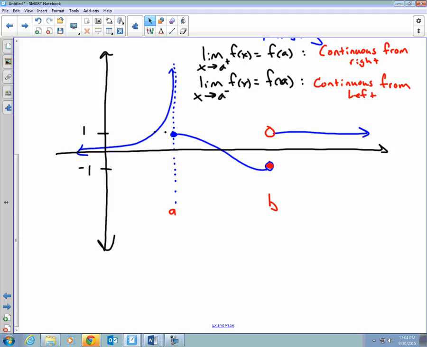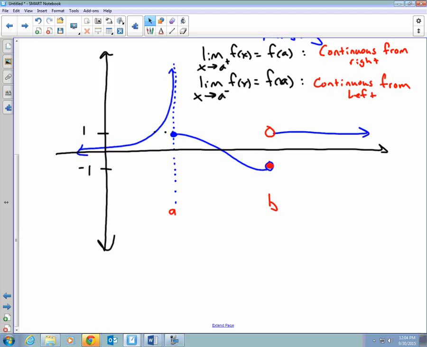So the idea is that if you have an endpoint, you can have continuity from that side. And again, the definition is if the output is the same as the limit. Does that make sense?